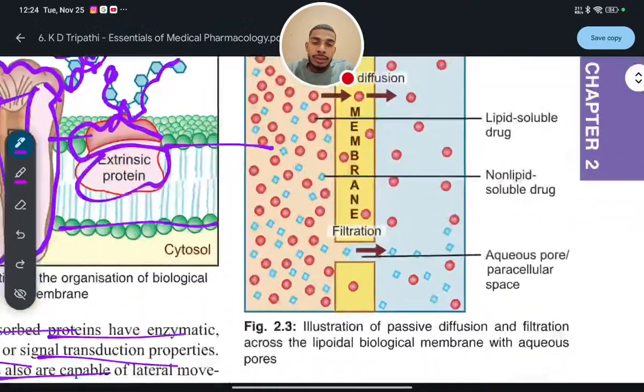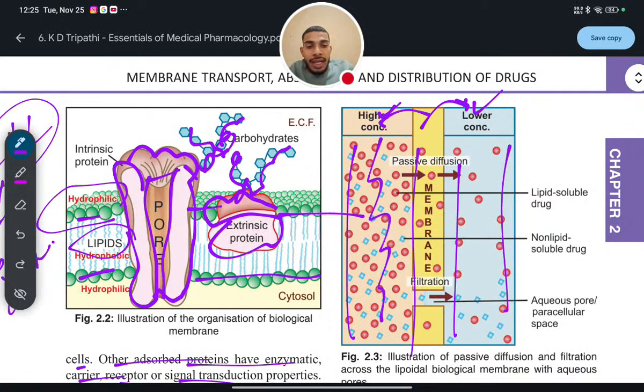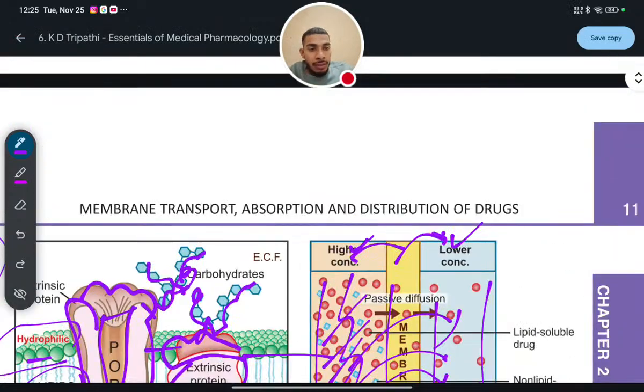Okay, now we will see there are two sites. One is inside the membrane, another is outside the membrane. So one is membrane site 1, another one is site 2. For example, this is site 1 and that is site 2. And if you have taken a drug which has more concentration on one side, then what will happen? It will go by diffusion to the other side, when it has the same polarity, either polar or non-polar. Now I will show you how.